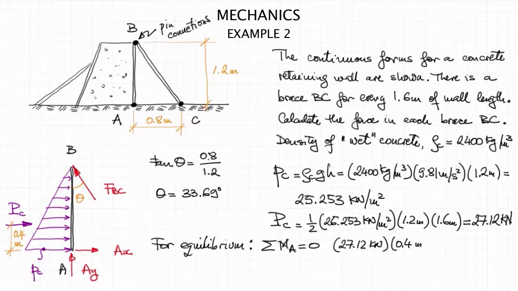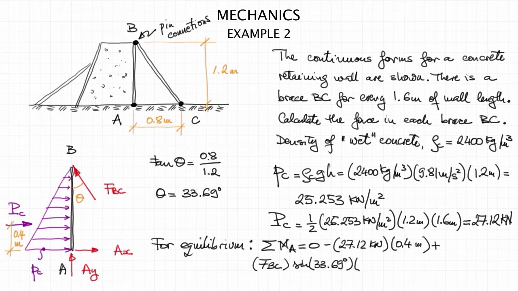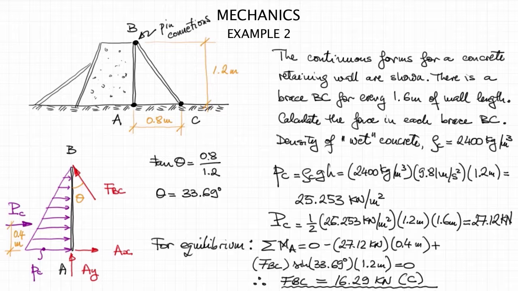If we now sum the moments about A to eliminate A_x and A_y from our equation, then we can solve for the force BC. That would be the only unknown in our moment equation. And therefore, if we compute the numbers, the force in brace BC will be equal to 16.29 kilonewtons, and the member will obviously be in compression.